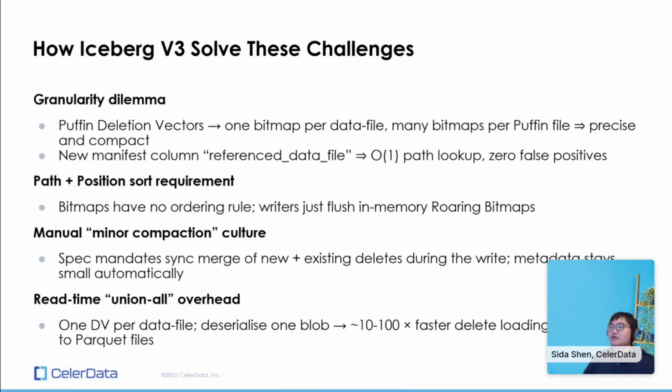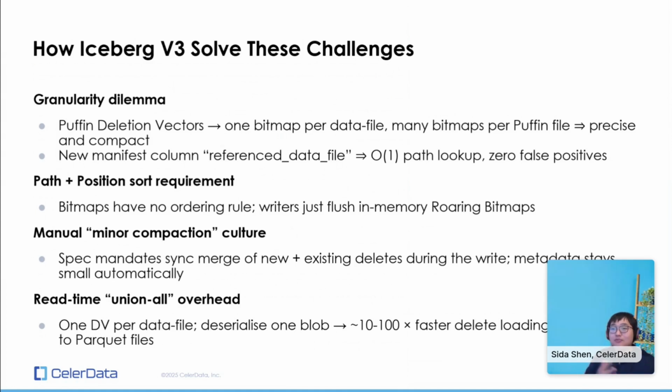So how does V3 solve those challenges, the granularity dilemma? First, it introduces a Puffin file format. It's a binary format for the deletion vectors. In each Puffin file, you have a bitmap blob that represents a data file, so you have many bitmap blobs inside of each Puffin file. Because of that one-to-one ratio, it's really precise and really compact. We're going to show some numbers later.